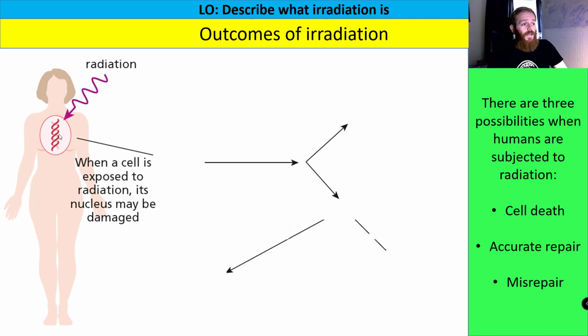So we've got the DNA of a cell in a human body here, just whatever cell you want, it doesn't make a difference. What could happen is radiation could get to the DNA of that cell and it could damage the DNA of that cell, the instructions that tell that cell what to do, okay?